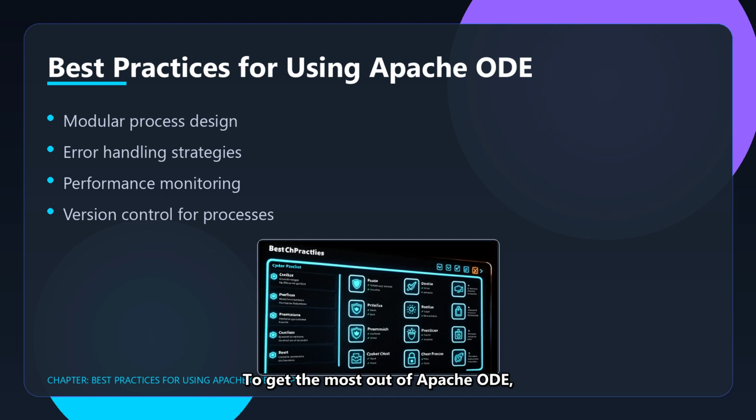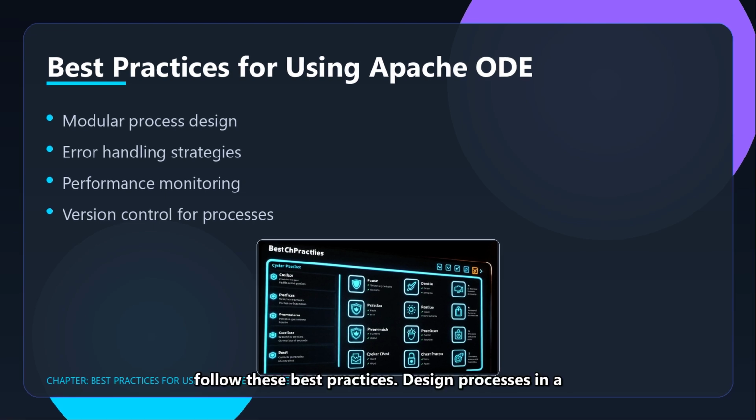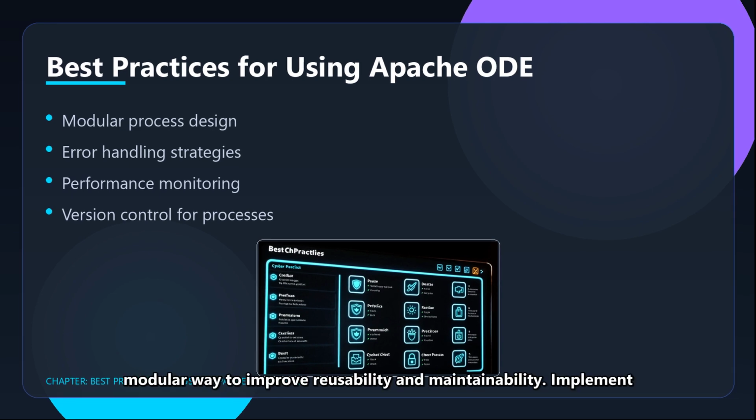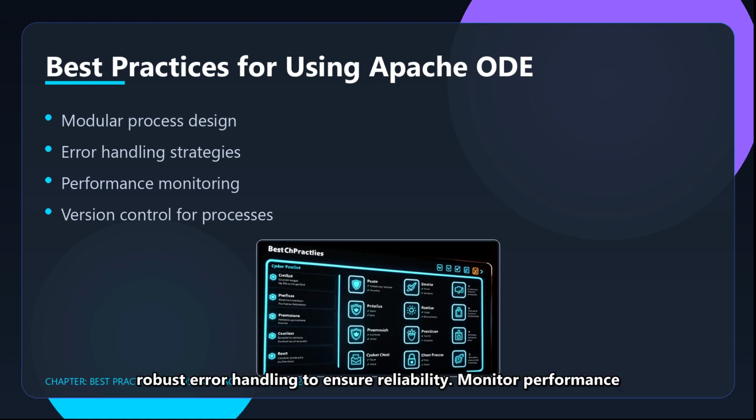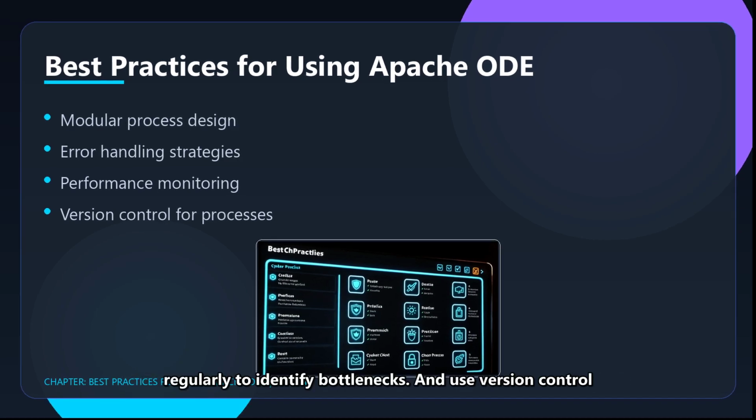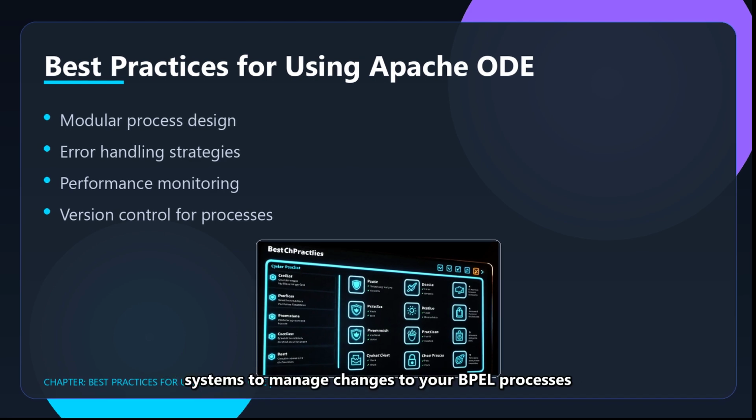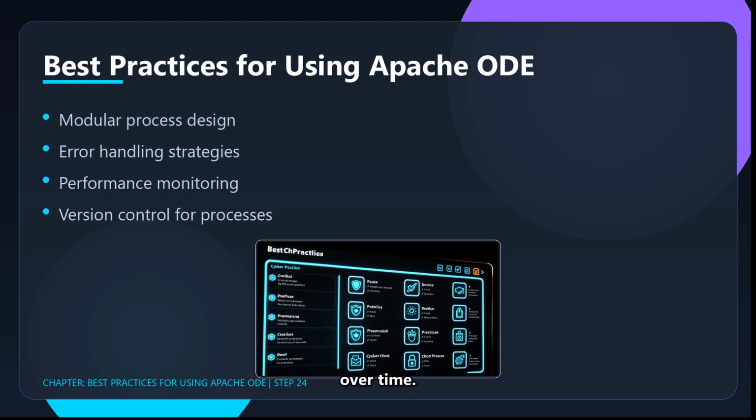To get the most out of Apache ODE, follow these best practices. Design processes in a modular way to improve reusability and maintainability. Implement robust error handling to ensure reliability. Monitor performance regularly to identify bottlenecks. And use version control systems to manage changes to your BPEL processes over time.